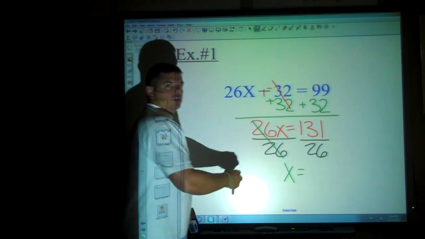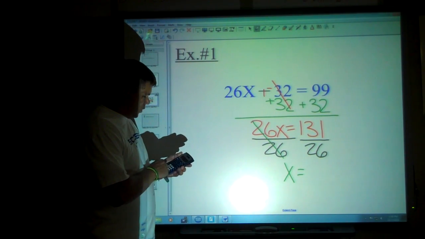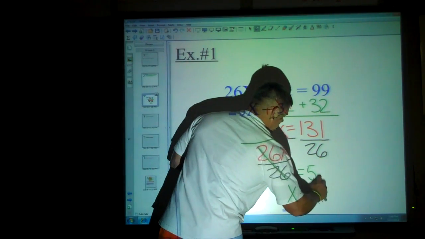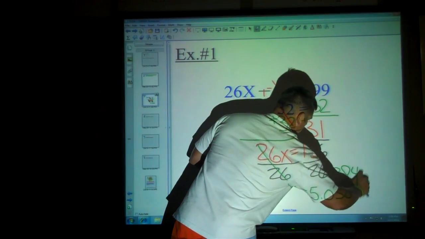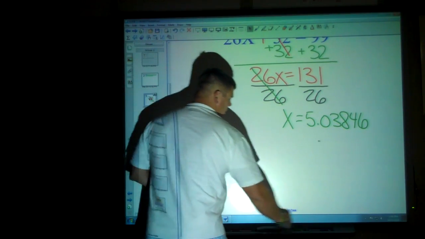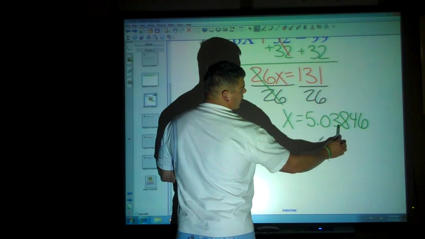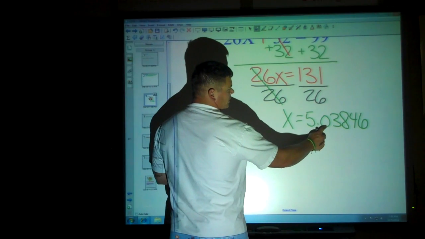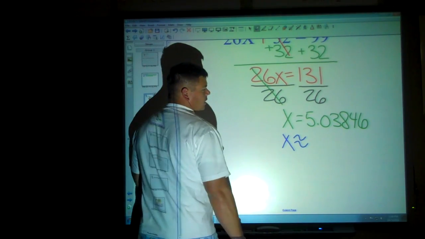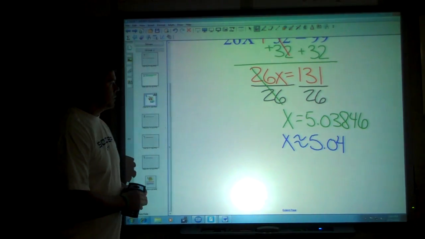And x equals. Now this is the part where we would round, so I'll take 131 and divide by 26, and I get 5.03846. Now if I want to round to the nearest hundredth, I would round to here, and I'd have to look at the number to the right. If it's 5 or higher, it would bump this up. If I'm only rounding to the tenths, I look to the next number, and that's only 3, so it would be 5.0. This is the symbol for about, and I'll say 5.04 would be my rounded approximate answer.